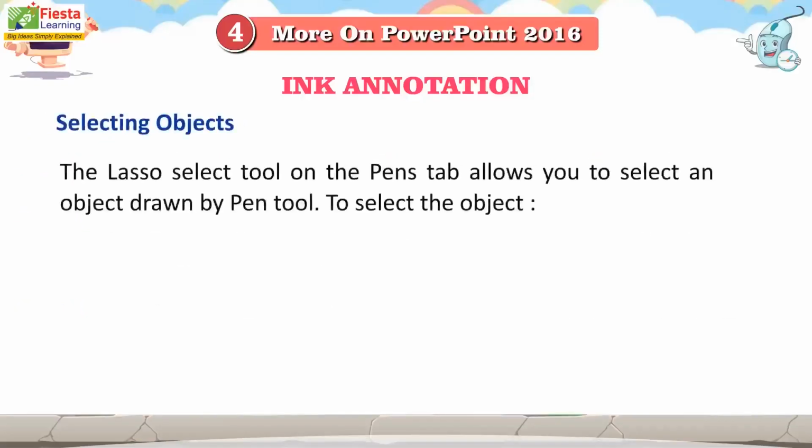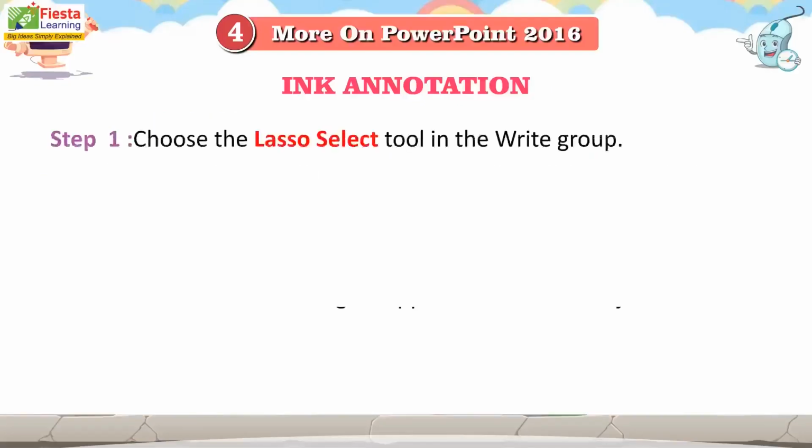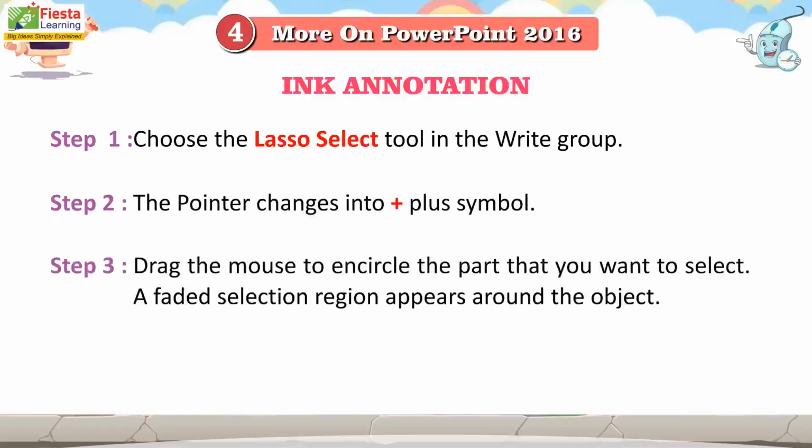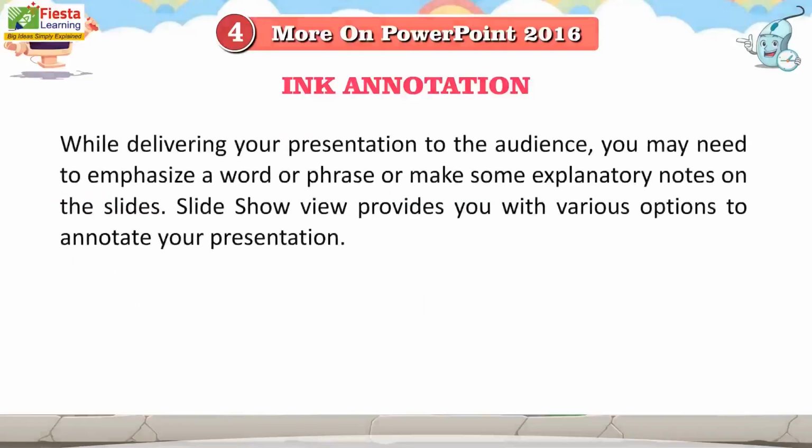Selecting objects. The Lasso Select tool on the Pens tab allows you to select an object drawn by Pen tool. To select the object, Step 1. Choose the Lasso Select tool in the right group. Step 2. The pointer changes into plus symbol. Step 3. Drag the mouse to encircle the part that you want to select. A faded selection region appears around the object.